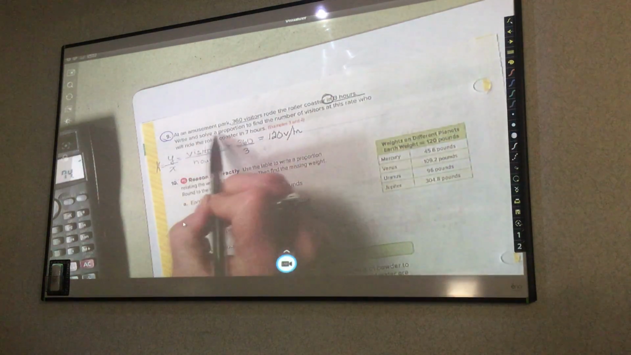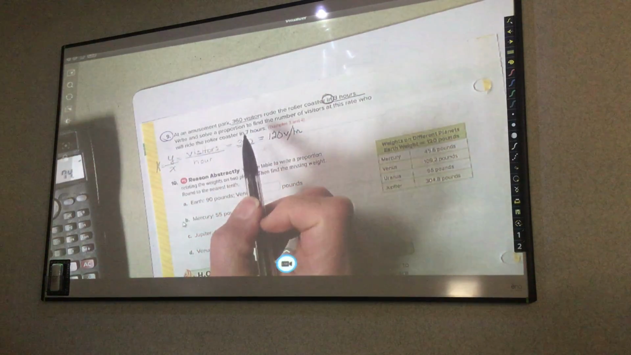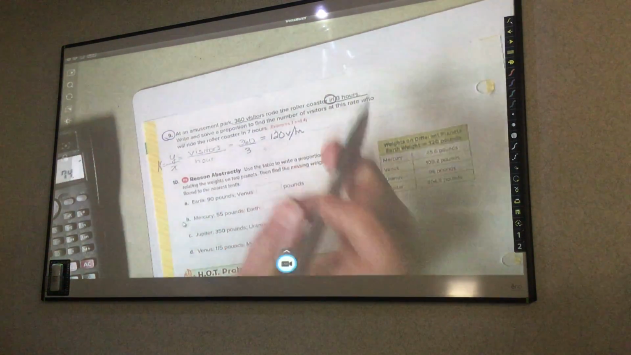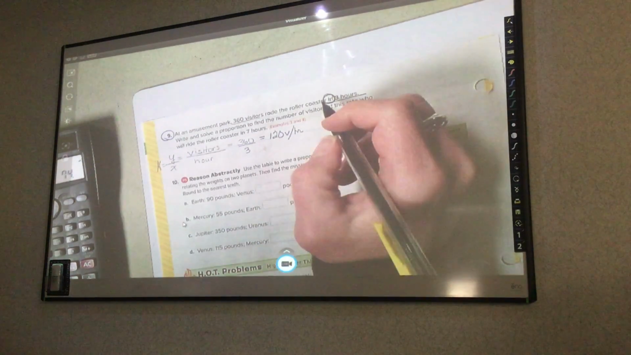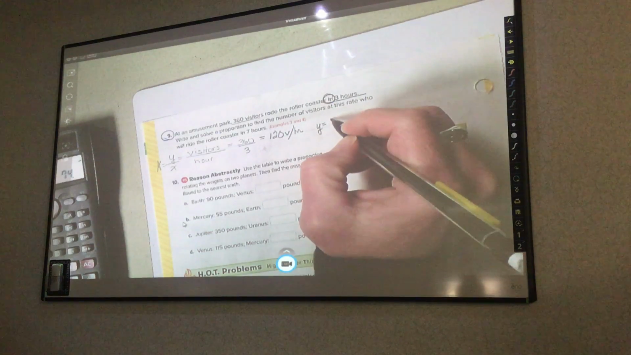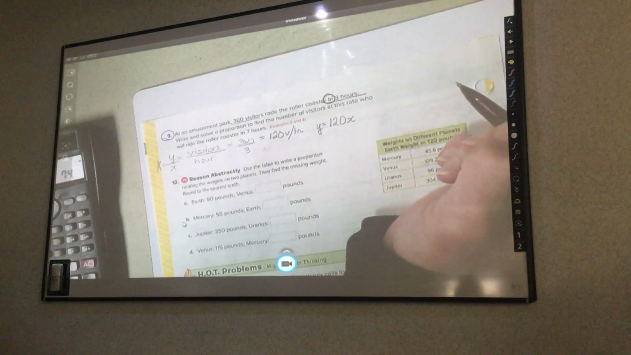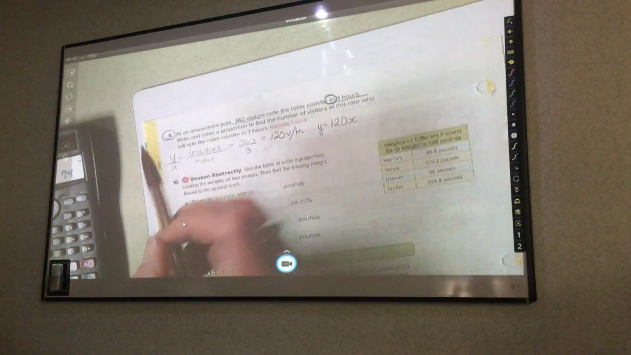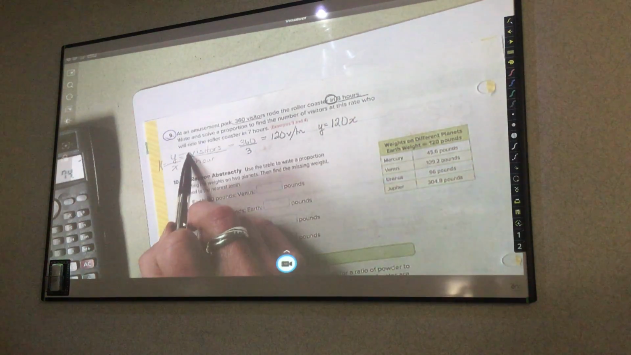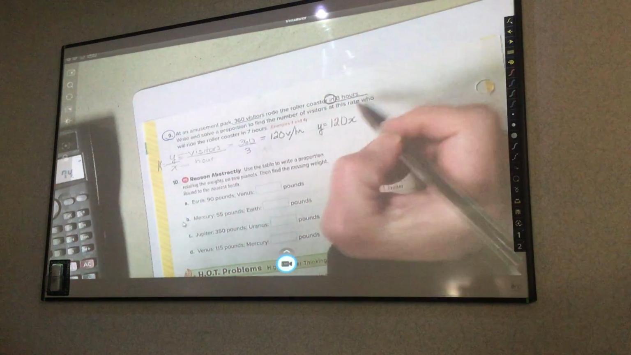It says write and solve a proportion to find the number of riders. So do I have to write it in the equation? No, but I want you to. How am I going to write the equation? Y equals 120 times x. Y is my visitors, x is my hours. But let's write it as a proportion.